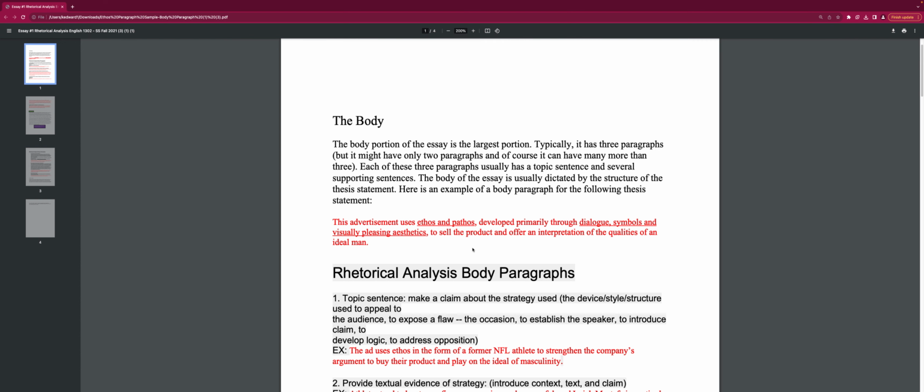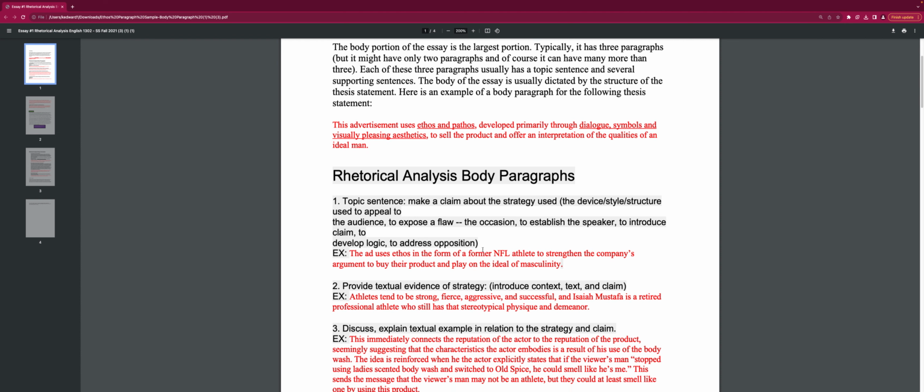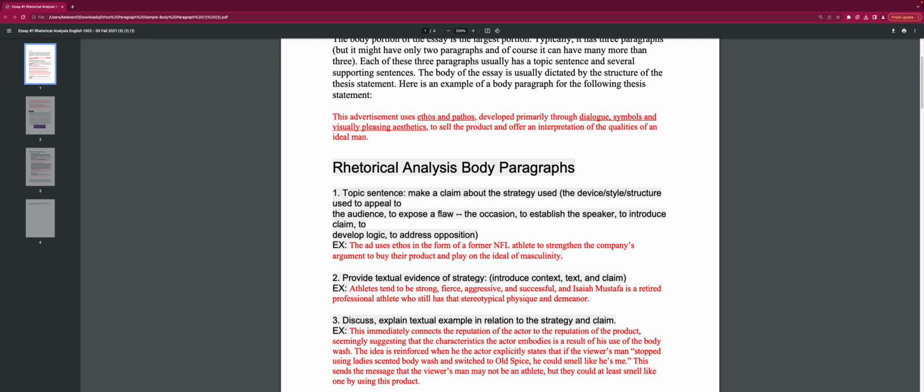Right? So this is what the body of my paper has to address. How does ethos help sell this product and offer an interpretation of the qualities of an ideal man? How does pathos sell a product and offer the interpretation of the qualities of an ideal man? And which of these rhetorical elements does each of these appeals use in order to answer that question?